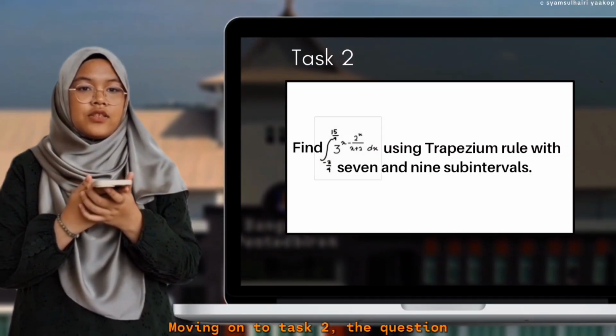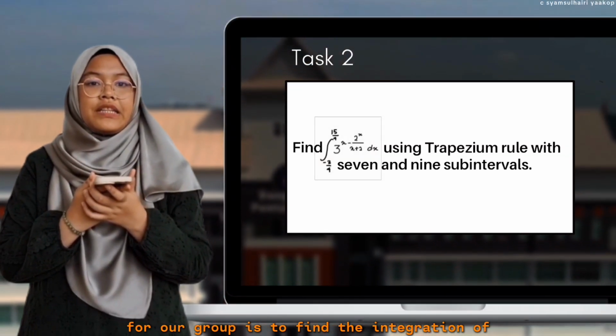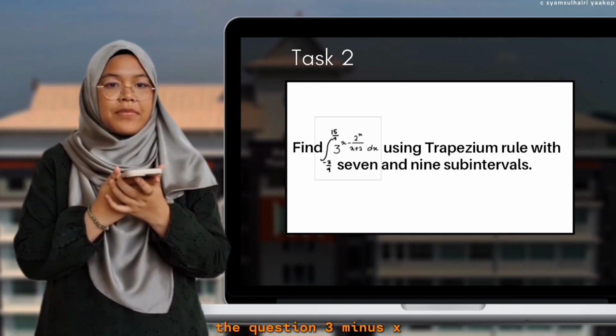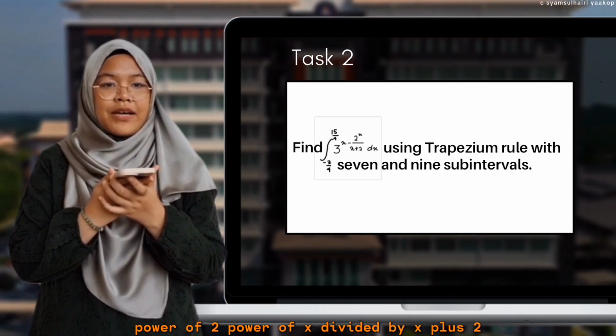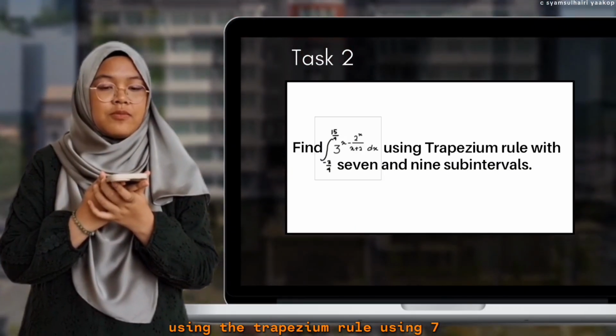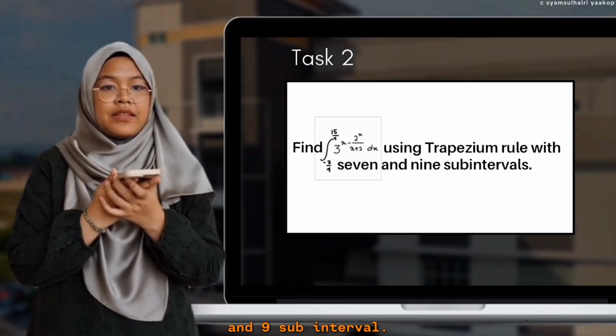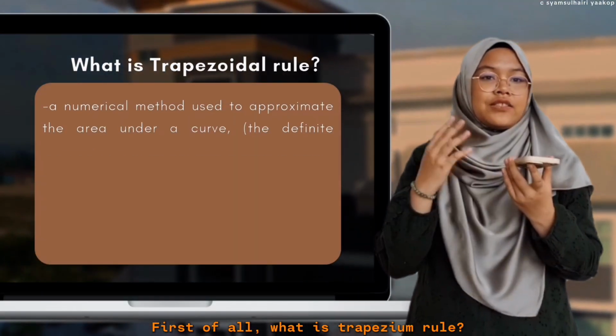Moving on to Task 2, the question for our group is to find the integration of the equation (3 minus x) to the power of 2^x divided by (x plus 2), using the trapezium rule with 7 and 9 subintervals. First of all, what is the trapezium rule?